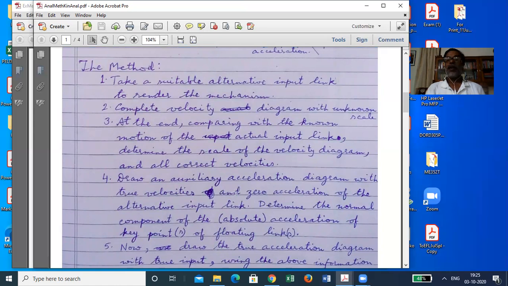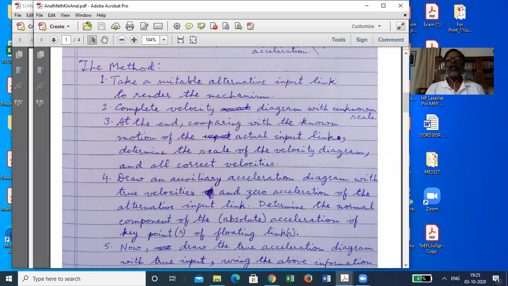And from the auxiliary acceleration diagram, determine the normal component of the absolute acceleration of key points of those links for which you did not know the details. Okay, floating link basically, which is neither pivoted nor sliding, not executing pure rotation or pure translation. That is a floating link. So key points of that floating link, for the absolute acceleration, you work out the normal components.